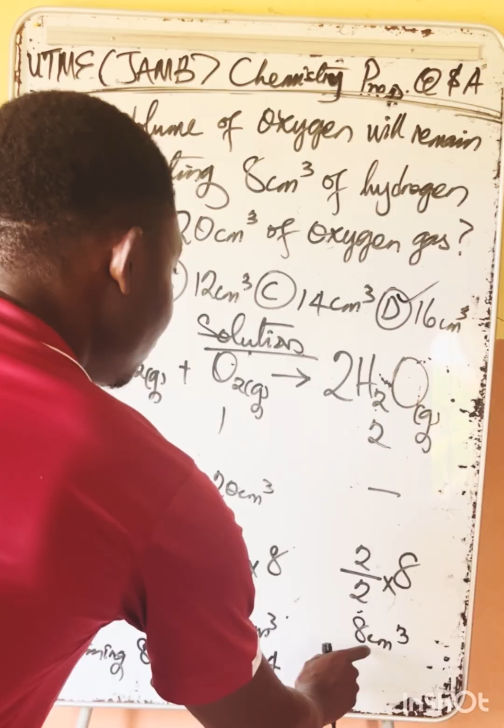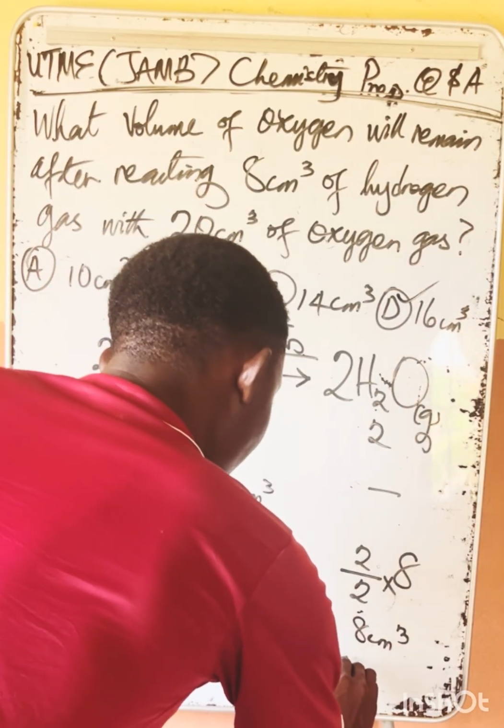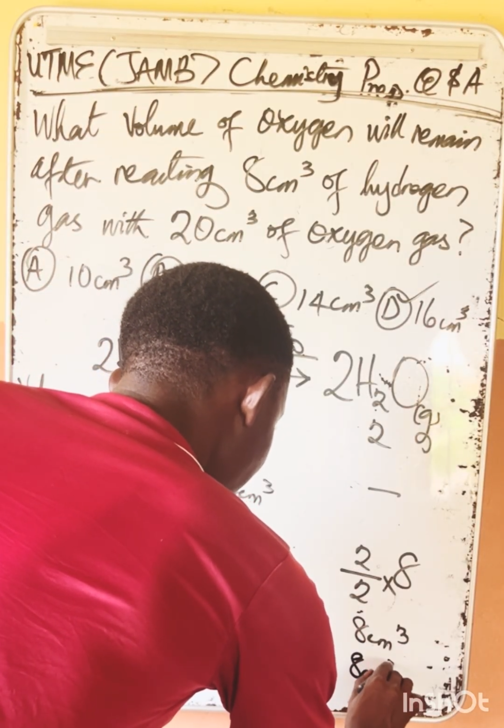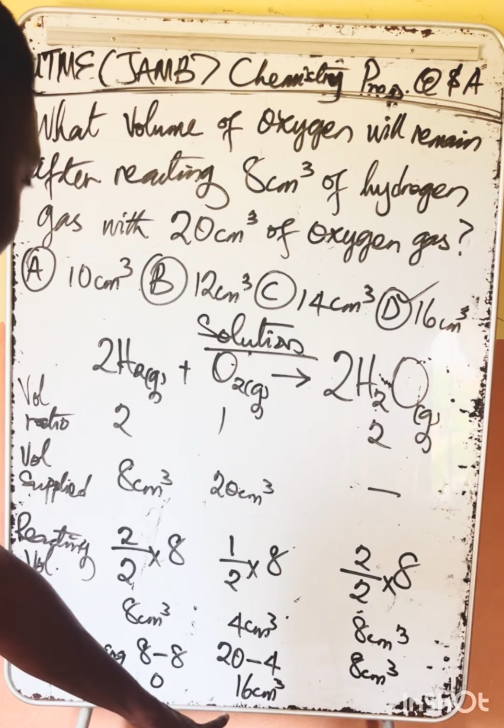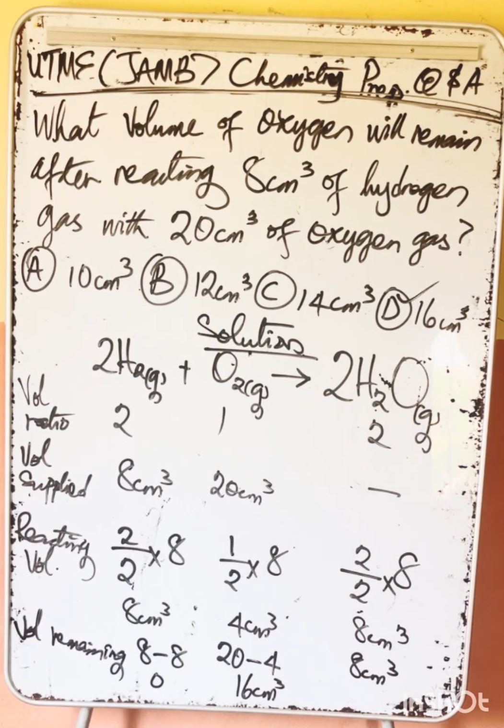For water vapor, the volume remaining will be 8 cubic centimeters. Remember, at supply, there was nothing here, so it will be 8 minus nothing, which is the same thing as 8 cubic centimeters. Without wasting much of our time, our answer is D. But in case the question tilted to the direction of asking for the volume of the residual gas, it would be 16 plus 8, which would have been something else. Although that answer is not in the options, that is not what they asked for. They only asked for the volume of oxygen remaining, which is 16 cubic centimeters.